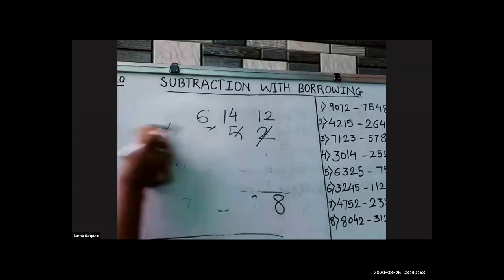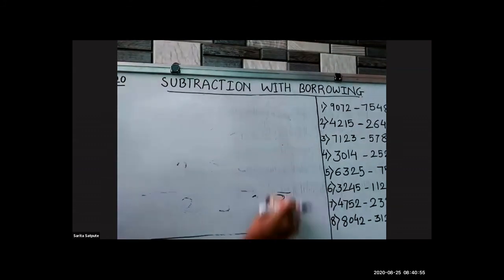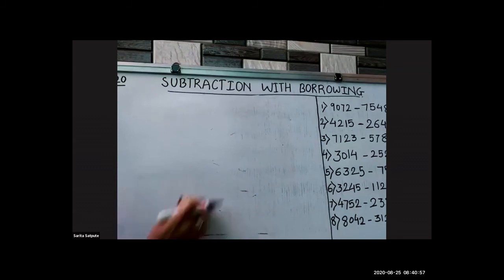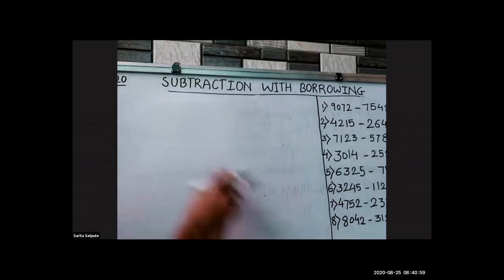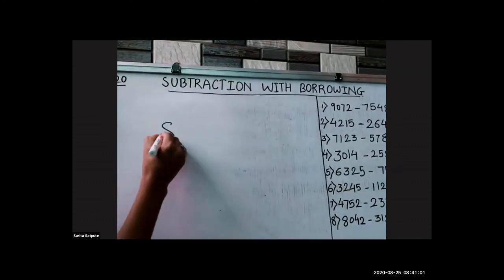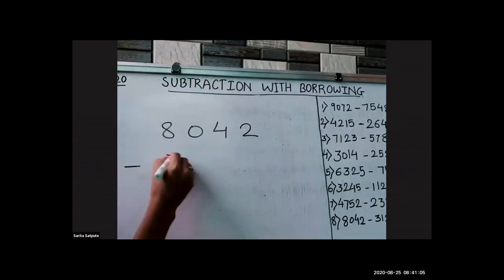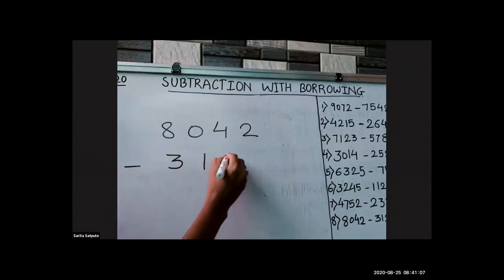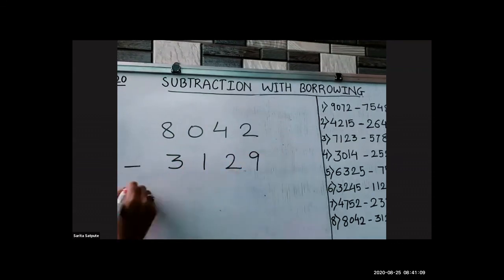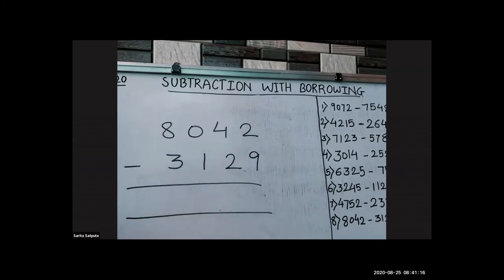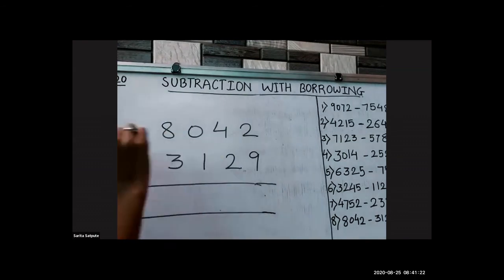2,368. So now our last question, that is 8,042 minus 3,129. Mute your mic. Now, only one student will answer at a time. Yes, tell me the answer now.